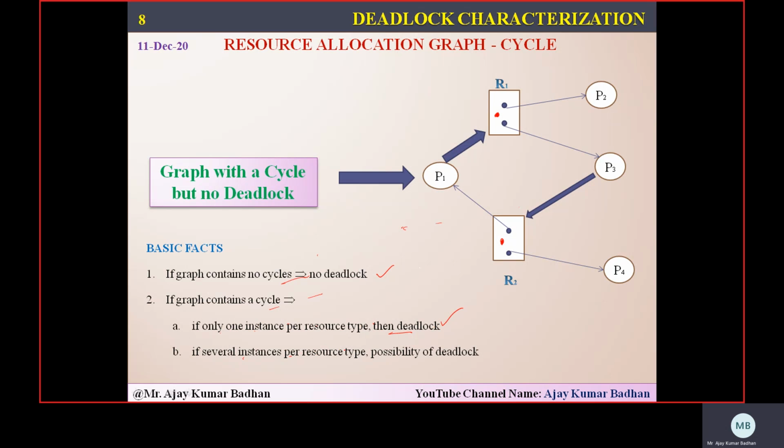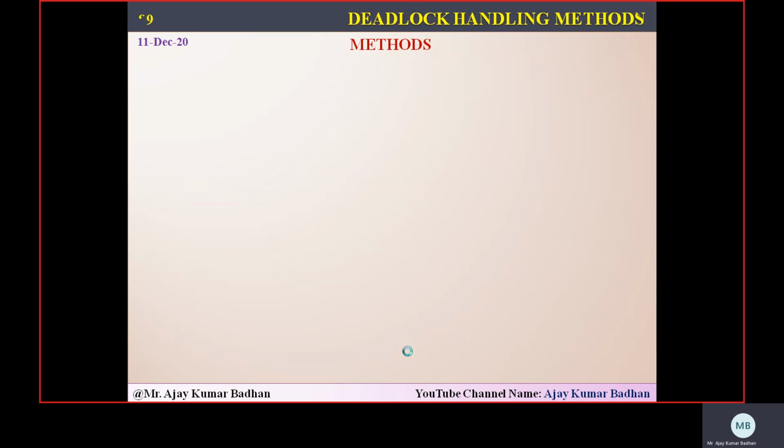But if several instances for resource types are there, meaning this blue dot, two instances for R1, two instances for R2, then there is a possibility of deadlock, but there will not surely be a deadlock. Okay, that is what is beautifully explained in this particular scenario. Please remember this. These are very important points. If there is a cycle in the graph, and there is a single instance of every resource, then definitely deadlock will take place. If there are multiple instances present in a resource type, then there is a possibility of deadlock, but it's not necessary that a deadlock will take place. Only when there is a cycle formation.